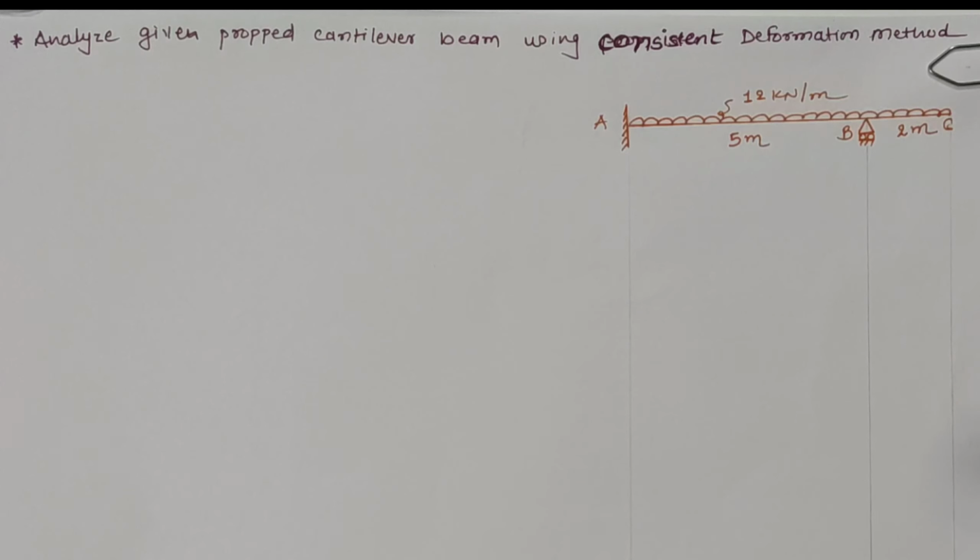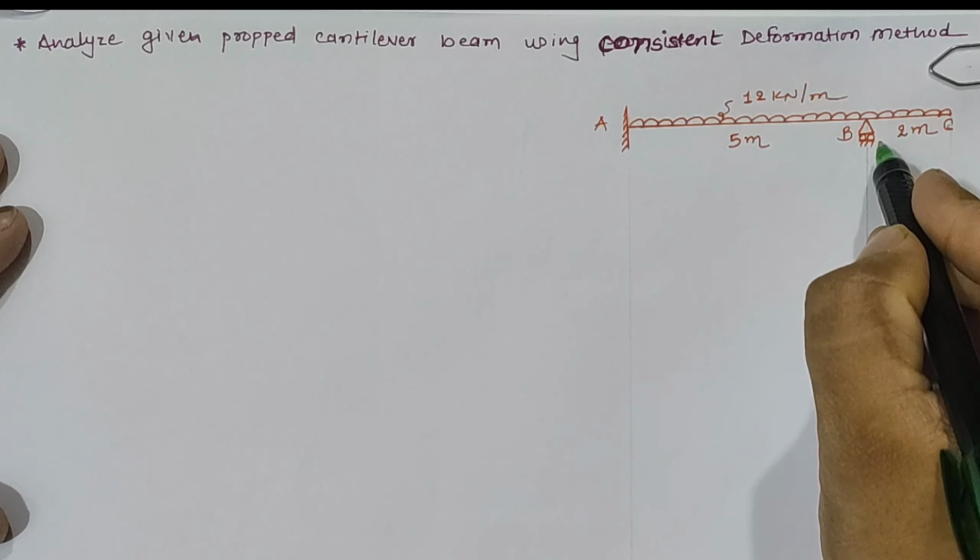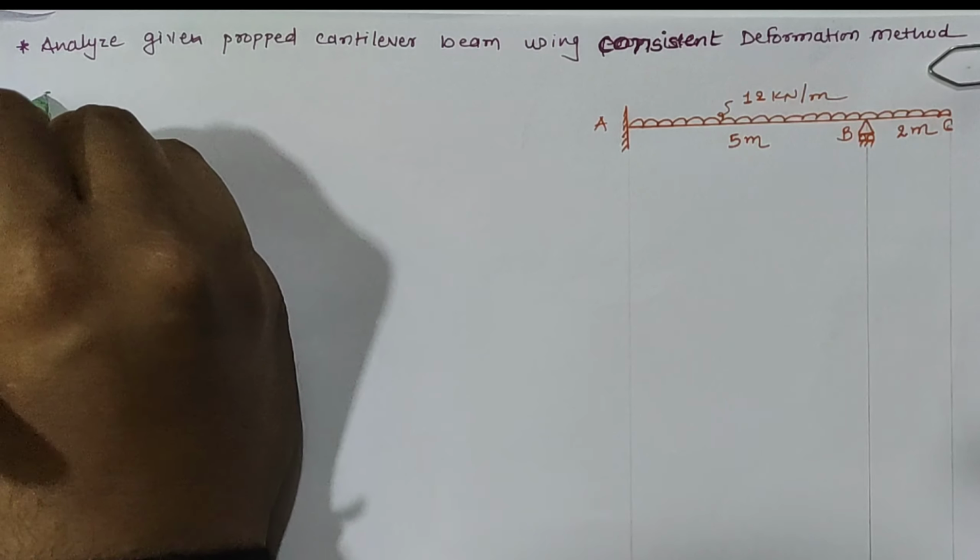Hello friends, today we are going to analyze the given propped cantilever beam having the overhang span of 2 meter and loaded through UDL over the entire span as shown in the figure. Now according to the method, we select the roller support resultant as a redundant force.